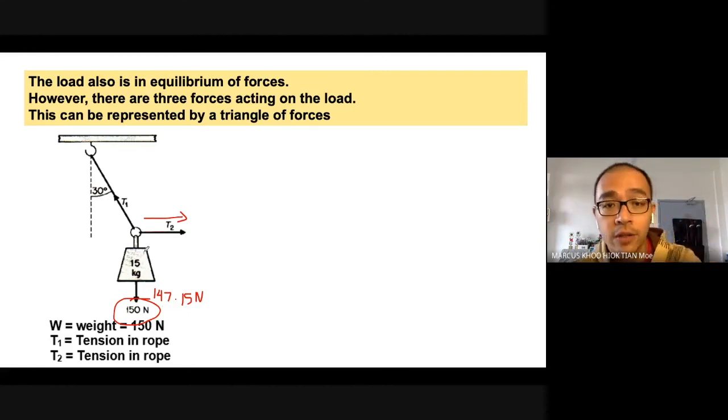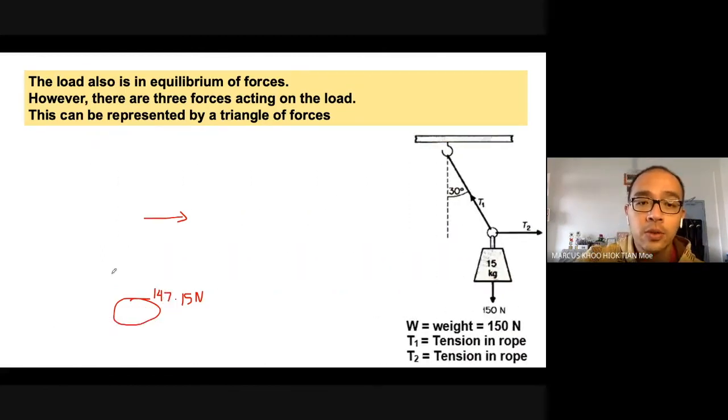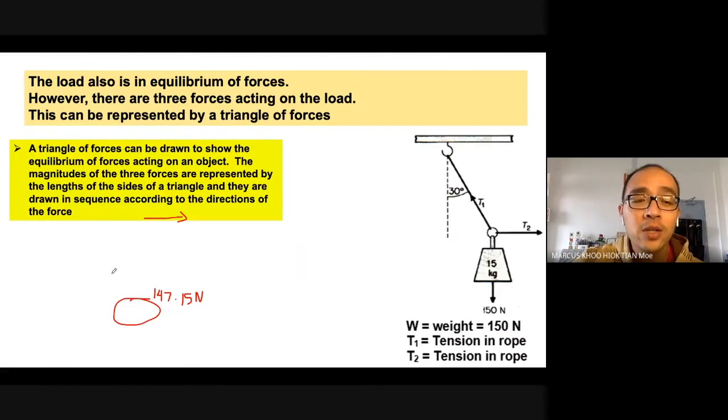Okay, so, oh no, the graph. Okay, so a triangle of forces can be drawn to show the equilibrium of forces acting on the object. The magnitudes of the 3 forces are represented by the lengths of the sides of the triangle, and they are drawn in sequence according to the directions of the force. So we need to take into account ini arah apa, ini arah apa, ini arah apa. T1 is a little bit slanted, okay, T2 is to the right, and the weight, 147.15 newtons, is down lah, ke bawah.